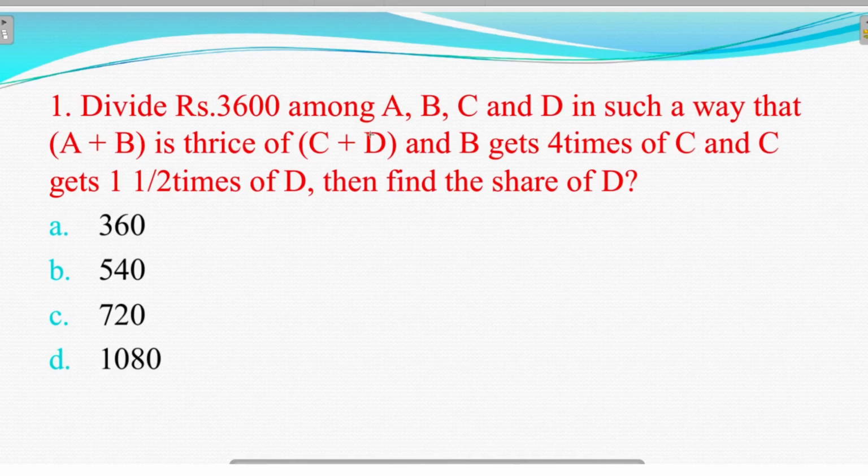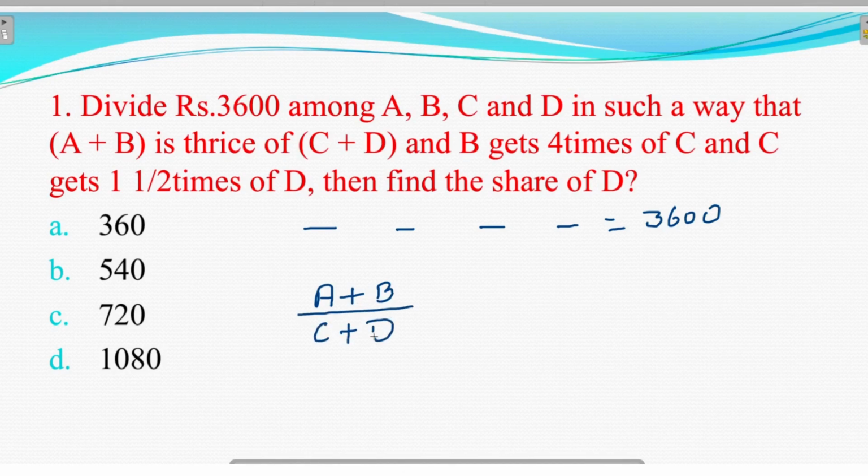Divide 3600 among A, B, C, D. So I have 4 members, and I am going to distribute 3600. How am I distributing it? First statement: A plus B is thrice of C plus D. The ratio between A plus B and C plus D will be 3:1. Also, the B to C ratio will be 4:1. Also, the C to D ratio will be 1:2.